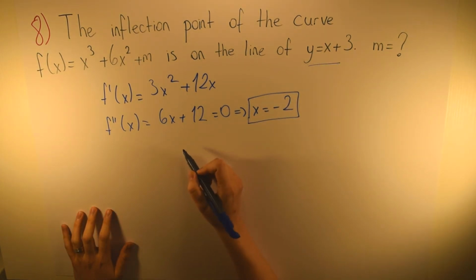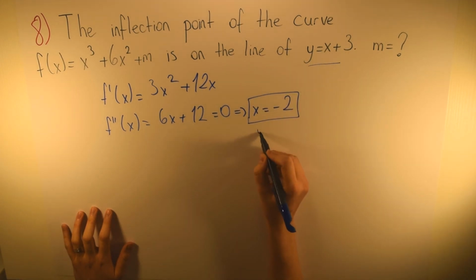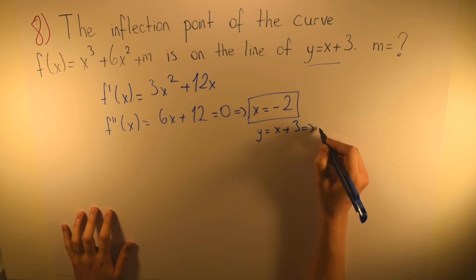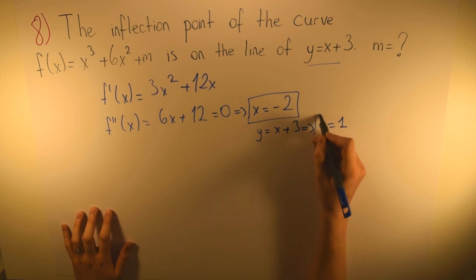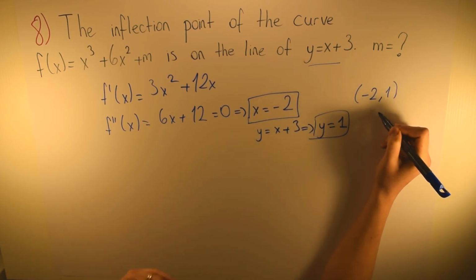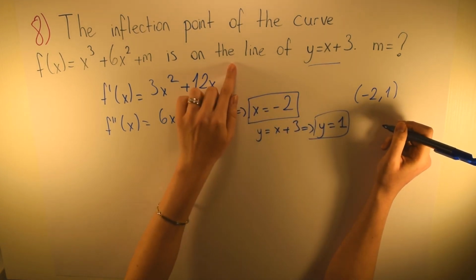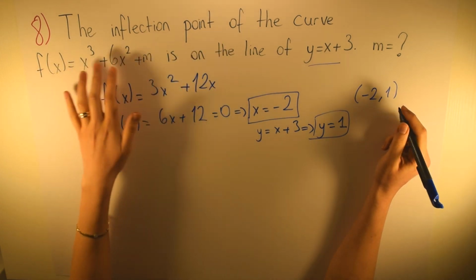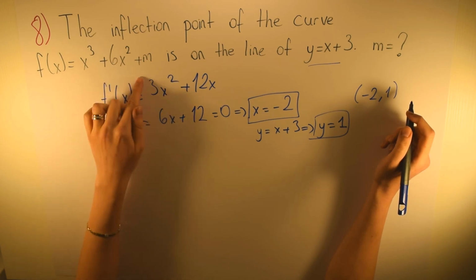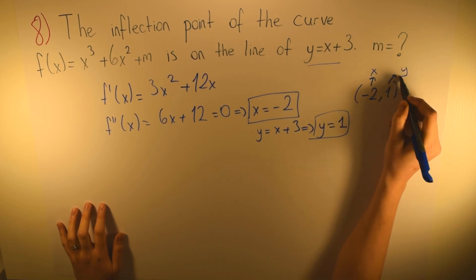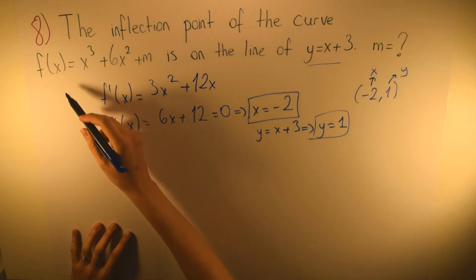So when I put minus 2 instead of x here, y is equal to x plus 3, so y is equal to minus 2 plus 3, it's equal to 1, right? So these minus 2 and 1, these are the points we have. So since these points are on this curve, we can put these values into the equation, the one we have here. By doing that, we will be able to find the value of m. Okay, so we will put minus 2 instead of x and 1 instead of y. So let's do that.